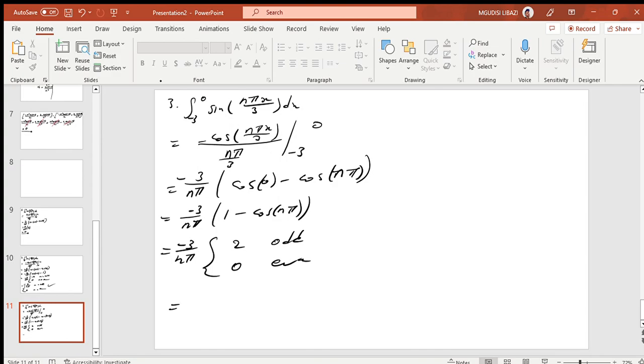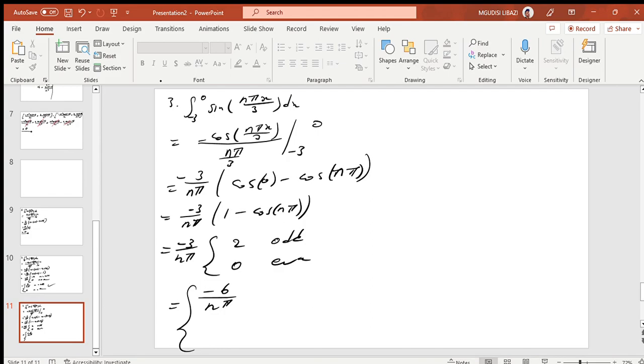We can now put it as final as negative 6 over n pi, and then we put here again 0, and obviously that's going to be when n is equal to odd numbers and when n is equal to even numbers. So that is our final solution.